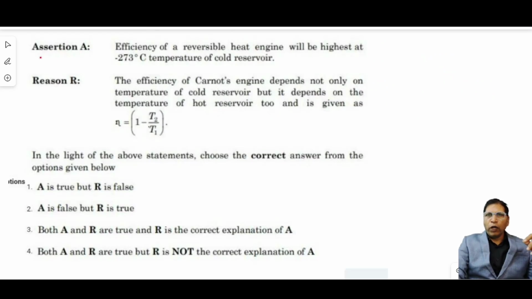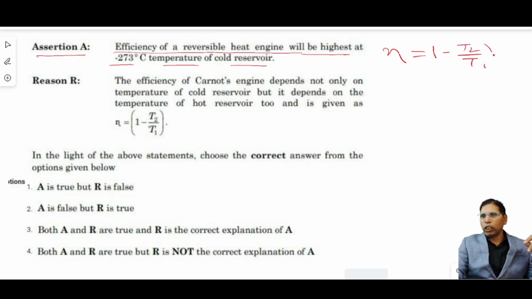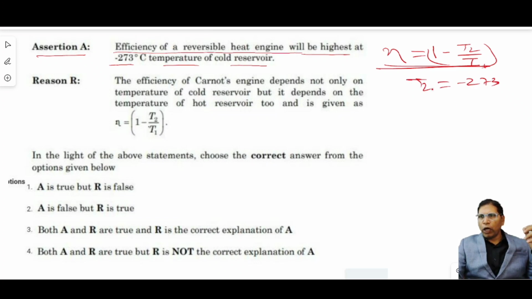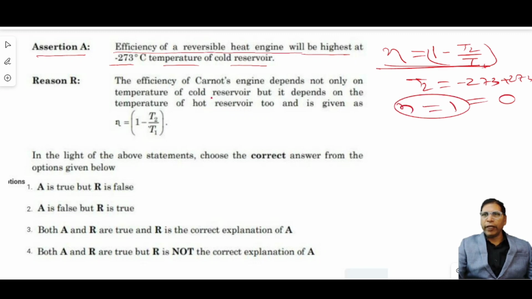Okay. Now assertion A. The efficiency of a reversible engine will be highest at minus 273 temperature at the cold reservoir. Yes. The efficiency is 100% if, 1 minus T2 by T1. This is the formula of efficiency. Now T2 equals minus 273 degree plus 273. So this is 0. So efficiency is equal to 1. Okay, no problem. Now next. So assertion A is correct.